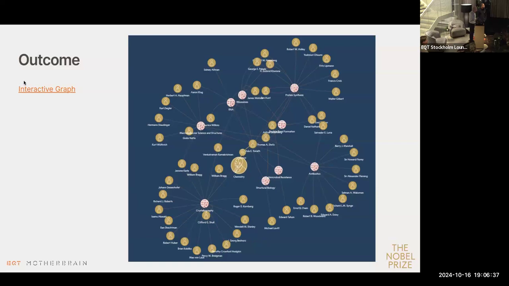Should we see? Yeah, we should be able to click on it. Not sure if it will show up on the screen share.